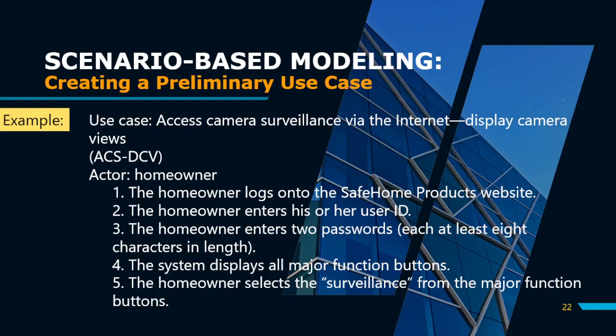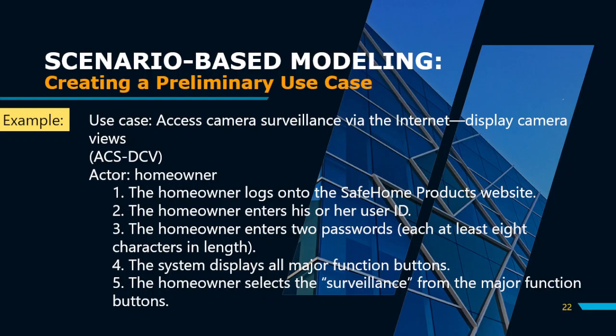We need to write all the functions with numbers. The first one is the homeowner logs into the SafeHome Products website. The second function is the homeowner enters his or her user ID. The third function is the homeowner enters the two passwords for login and authentication.